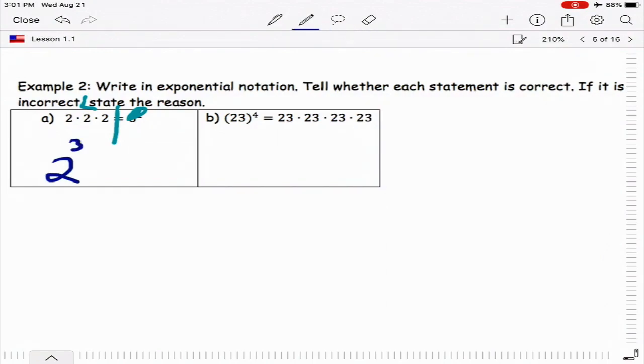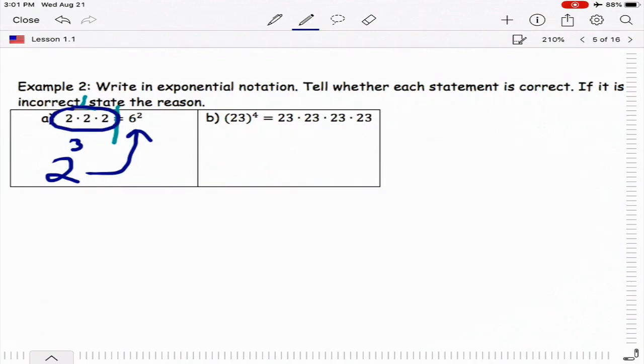Is that number the number they gave us? If yes, then the answer is correct. And if no, they did it incorrectly. Obviously, because they wrote 6 squared, their answer is wrong. So if it's incorrect, you got to state the reason. The reason why they're wrong is because there's a few ways you can write this out.